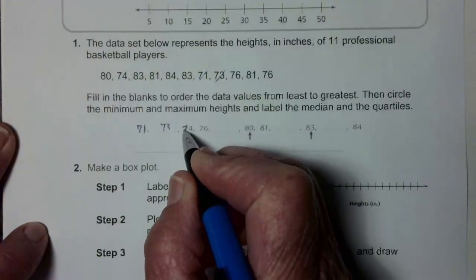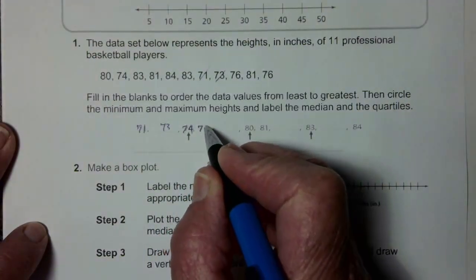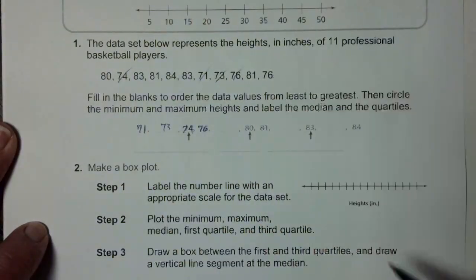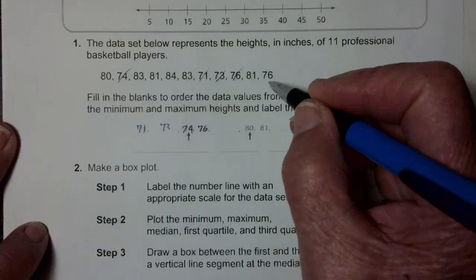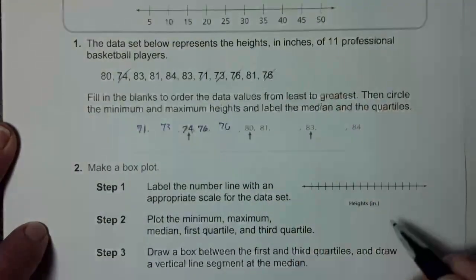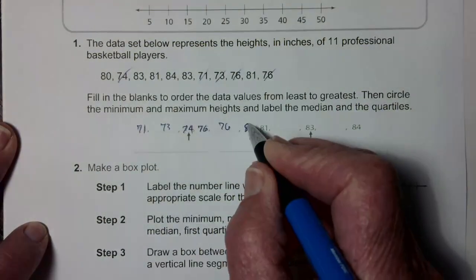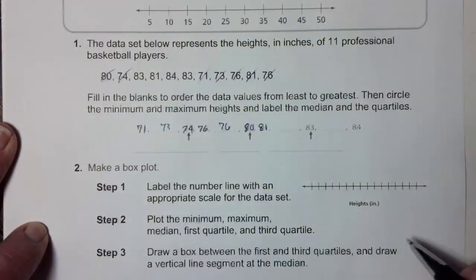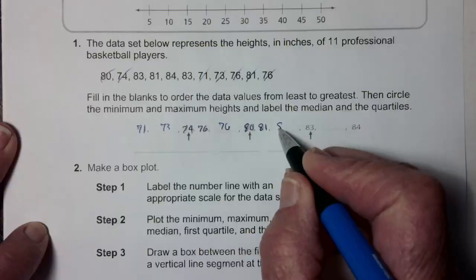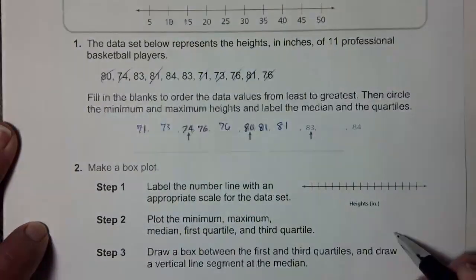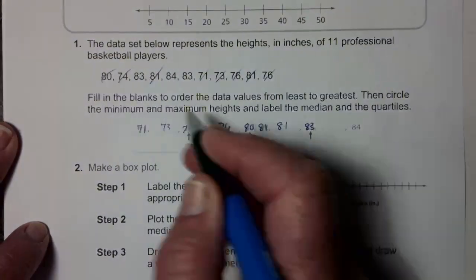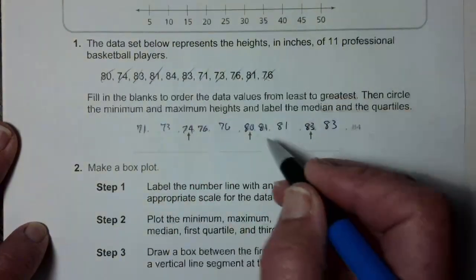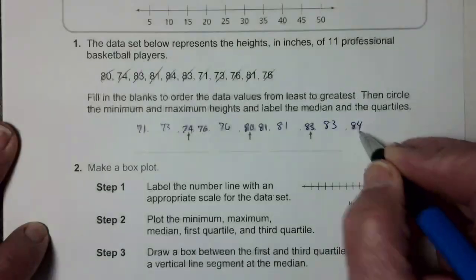Then I see a 74, a 76, another 76. Then I see an 80 and an 81, another 81. I see an 83, another 83, and an 84. Okay.